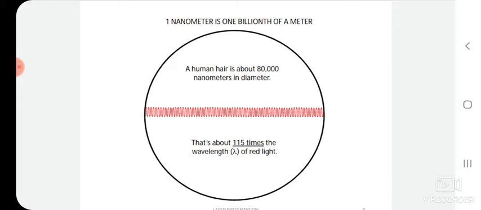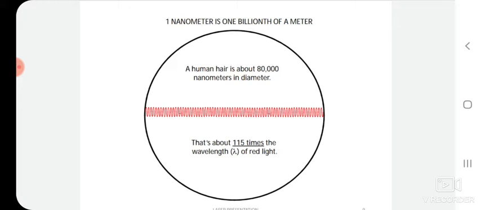Okay, 1 nanometer means what? 1 nanometer is one billionth of a meter. It is one billionth times of a meter. That is nothing but 1 nanometer. Now a human hair is about 80,000 nanometer in diameter. That's about 115 times the wavelength of a red light.